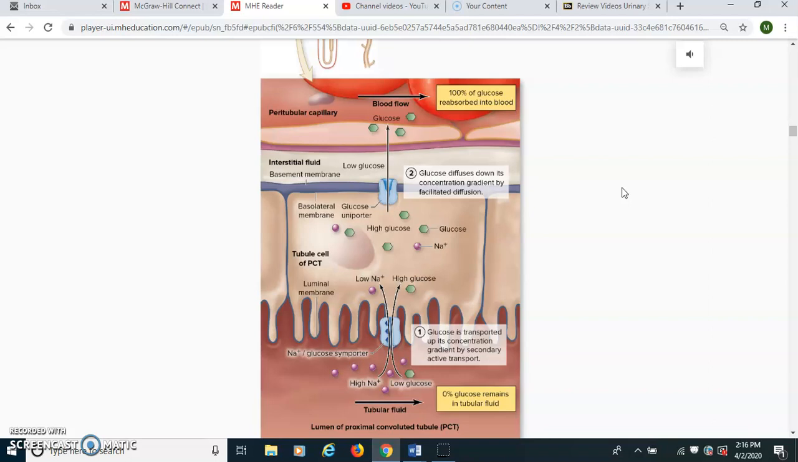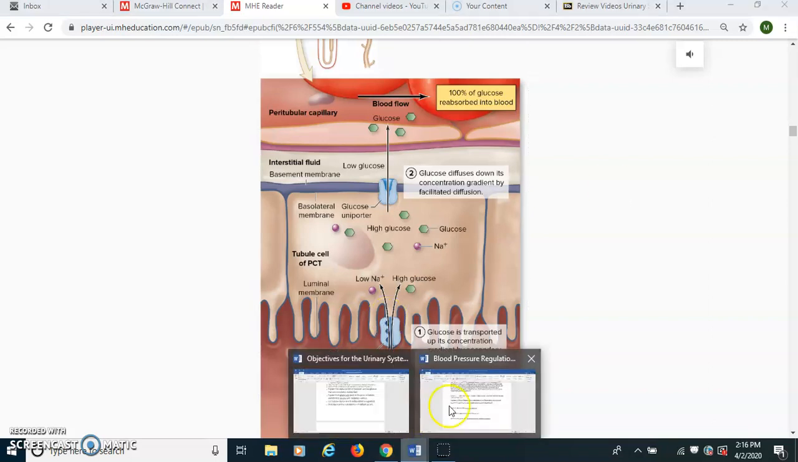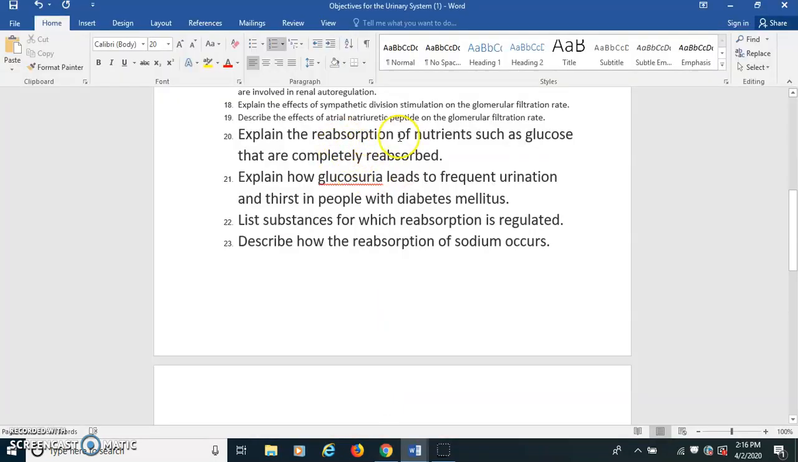All right. So that was just a discussion and explanation of the reabsorption of nutrients such as glucose that are completely reabsorbed. All right, the next objective is over here. This is an area where we talk about the concept of transport maximum.